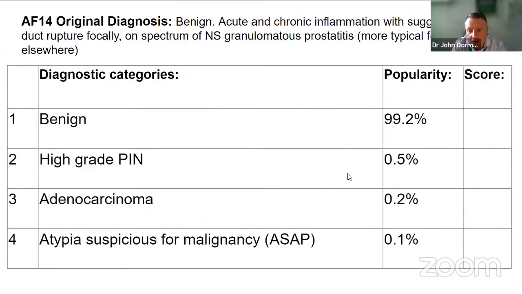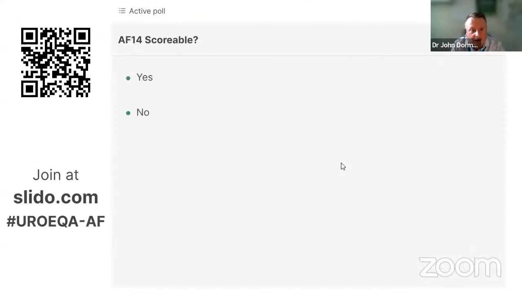Okay, so 99.2% of us thought it was benign. There was probably 1 person who thought it was more or less than 1, probably as a differential. I thought there was a little bit of high-grade PIN in there, maybe for the adenocarcinoma as a differential. I couldn't see anything that looked particularly like adenocarcinoma, and ASAP was a differential diagnosis. So I think it's scoreable, with nearly 100% of us wanting to call it benign.